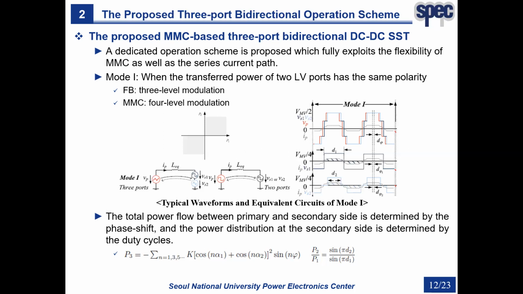In that way, the transformer current is in a flat-top waveform, and it can be proved by power calculation that the total power flow between the primary and the secondary side is determined by the phase shift angle. And the power distribution at the secondary side is determined by the duty cycles D1 and D2. Obviously, if one of the duty cycles is 0, then that port transfers 0 power, and the other ports can operate in a 2-port manner.